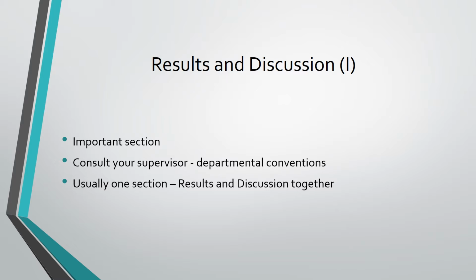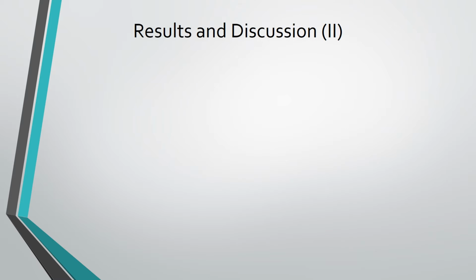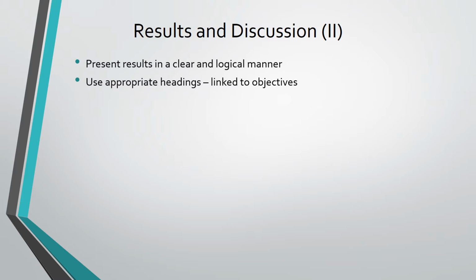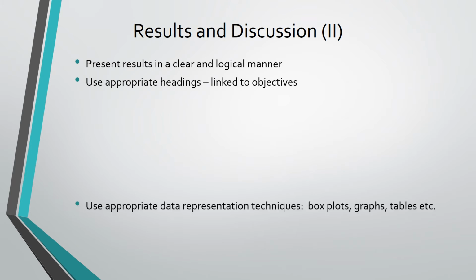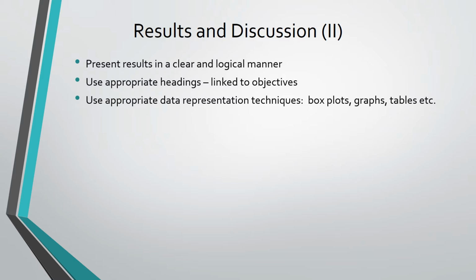Product and system design final year project reports usually present and explain results obtained together and rarely have separate results and discussion sections. It is important to present your results clearly and logically. You should use appropriate section headings which are linked to the objectives of the research to create a logically organized and coherent report showing how processes adopted fulfill the objectives of the research. Use appropriate data representation techniques, for example, box plots, graphs, tables, and so on to present your key results.